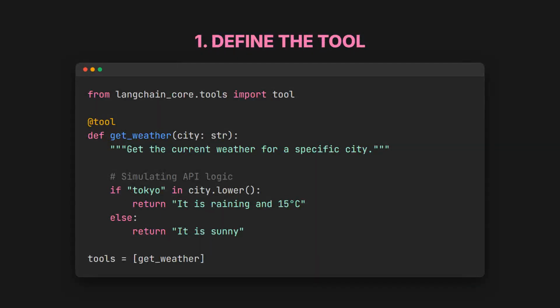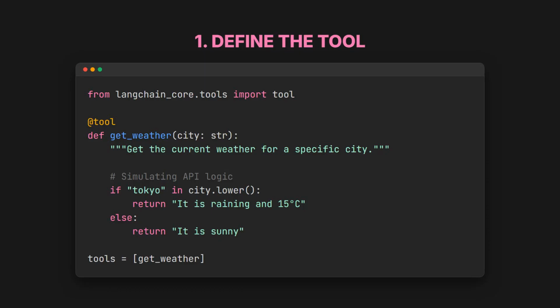A chatbot is just a text-in, text-out machine. To make it an agent, we must give it hands. We give it tools. In Python, a tool is just a function. Here, we define getWeather. It takes a city string and returns a weather report. The magic is the @tool decorator from LangChain.